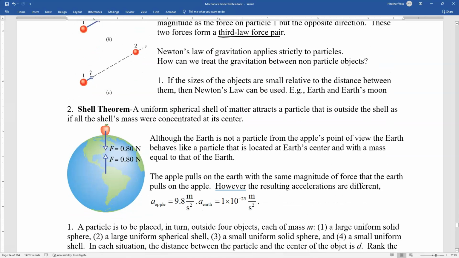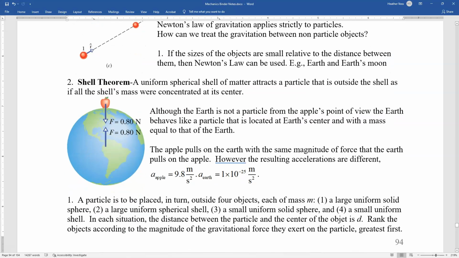The other thing that we can look at is what's referred to as the shell theorem, which says that if we have a uniform spherical shell of matter, that is going to be attracting an object outside of the shell as if all of the mass was located right at the center. So although our Earth is not a particle, because it is spherical in nature, it behaves as if all of the mass is located at the center of the Earth.